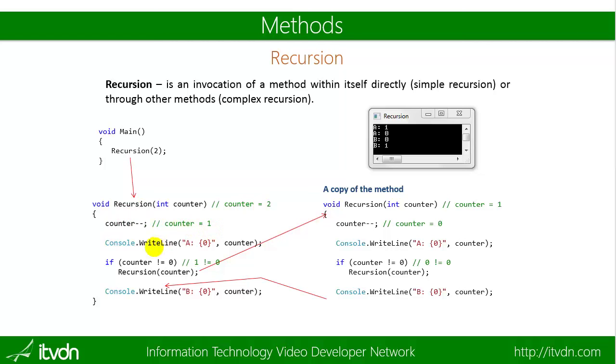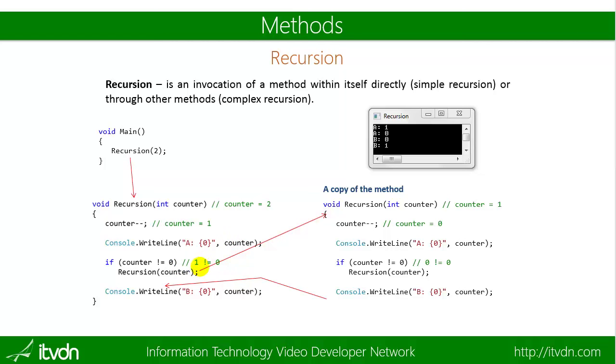All right? Now Console.WriteLine, print out this: A colon, the value of counter. So what's the value of our counter? 1. So we have 1 here. You can see it here. A colon 1. So we put the value of 1 here. Next, we have a conditional statement here. If counter is not equal to 0, then recursion(counter). Is our counter equal to 0? No, it's not. It's equal to 1. We have 1 here. So this is where the tricky part happens.